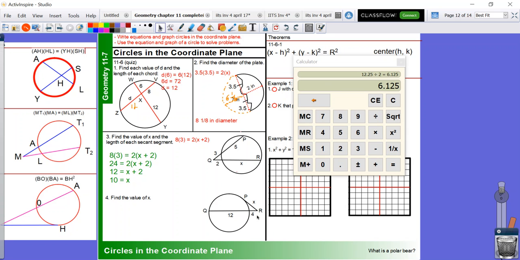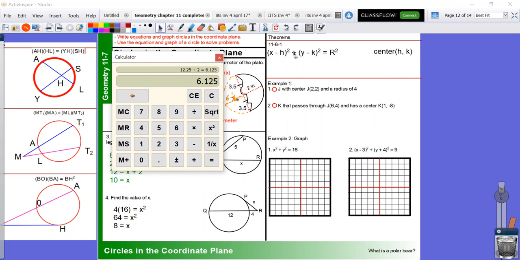And then we are going to set that equal to the tangent squared, because the tangent only has one distance. So in this problem, we will end up with 16 times 4 is equal to x squared. Well, 16 times 4 is 64. The square root of 64 is 8. So the value of this piece right here is 8. So that's a quick little review of what we've been learning in the last couple of days.